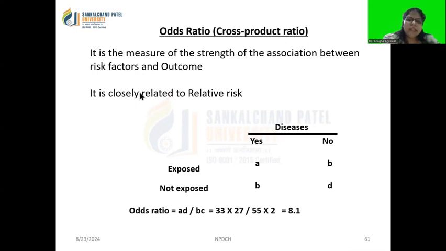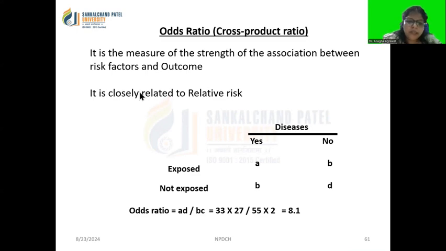Then the odds ratio, or the cross product ratio, which is mostly used in case control studies but very rarely used in cohort studies. It measures the strength of association between risk factor and outcome. So how are the two things connected? How much is the strength? Meaning, how much would you indulge in that habit to produce that particular disease, and how much disease will be produced. It is closely related to relative risk.